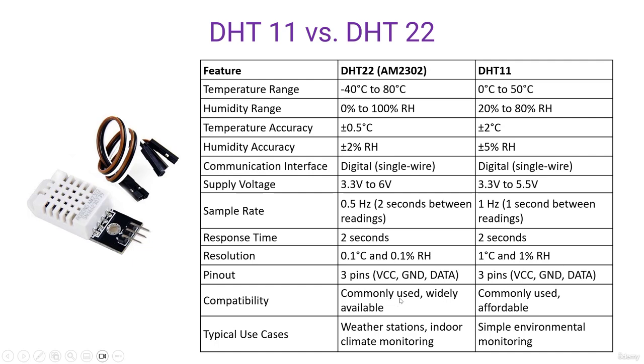Compatibility. DHT22 is commonly used and widely available, and DHT11 is the cheaper one. This is also commonly available. Typical use case: the DHT22 is basically used for weather stations, indoor climate monitoring, refrigeration projects, and so on. But DHT11 is simply for environmental monitoring, because the temperature it covers is between 0 degrees to 50 degrees centigrade, which is normal environmental temperature. So that's all for the features and description of the DHT sensors.